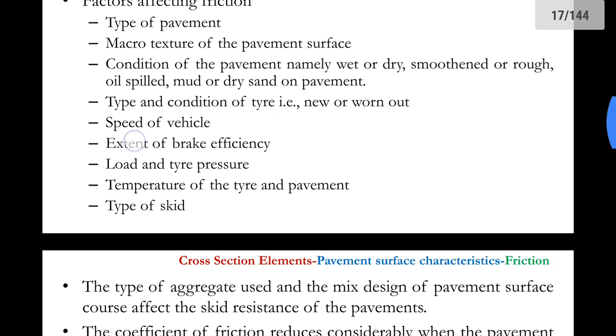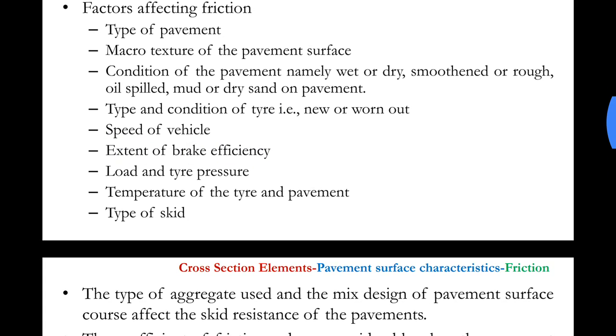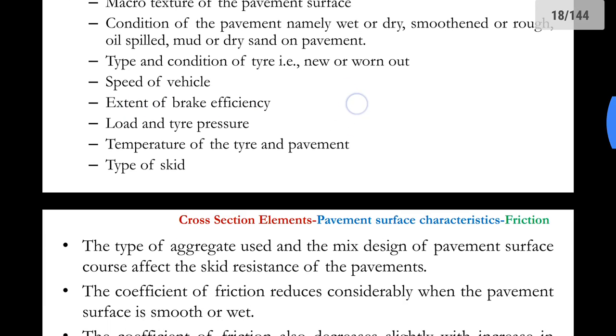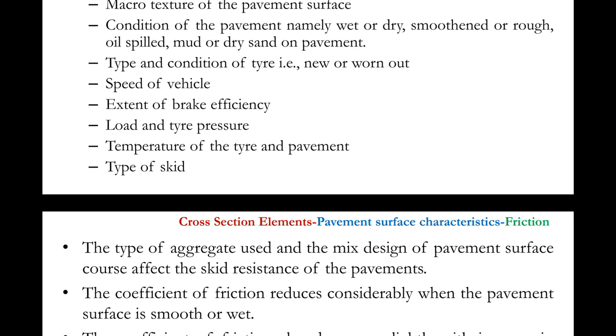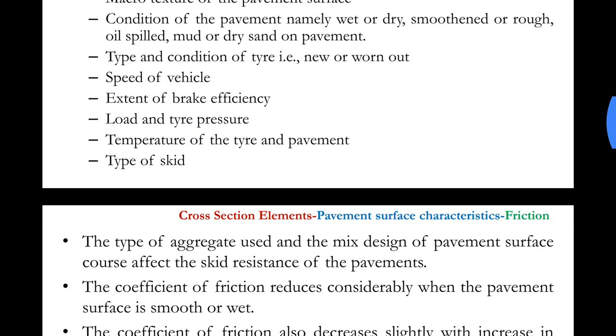So what we do is we keep 50% brake efficiency during our design. Load and tire pressure. Load is the weight applied to the wheel through the vehicle. What is the load on the vehicle? That. And tire pressure is the air pressure.